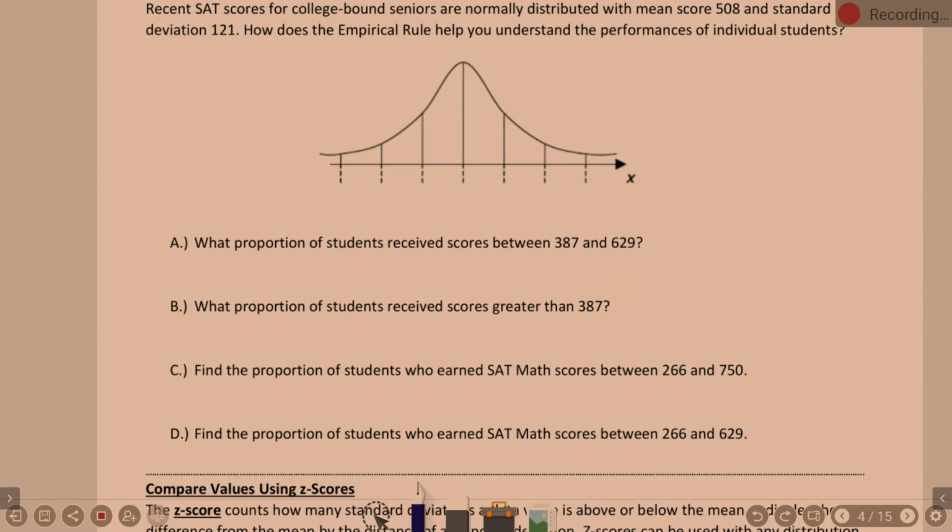Recent SAT scores for college-bound seniors are normally distributed with mean score 508 and standard deviation 121. How does the empirical rule help you understand the performances of individual students? Now, we have some ABCD questions again, right? My recommendation before we jump into those questions, can we set up our curve here, our distribution? What goes in the middle? The mean, which is 508.